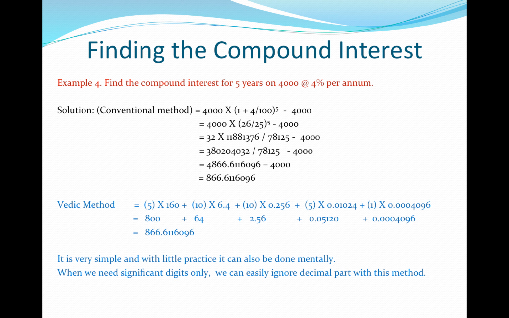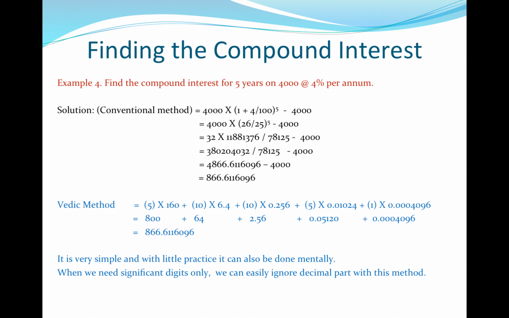Now calculate 4% of 6.4. So 6.4 multiplied by 4 divided by 100. So increasing 2 decimal places and multiply it by 4. So 64 4s is 256. So increasing 2 decimal places, that is equal to 0.256. So multiplied by 10, so 2.56.